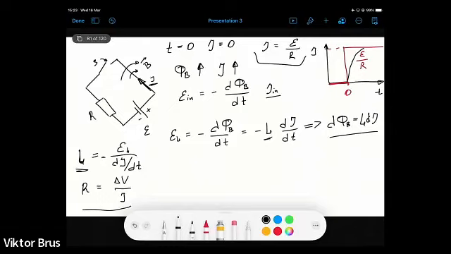So the units for this inductance are Henry, or can also be represented as volt times second divided by ampere. So inductance is measured in Henry units.